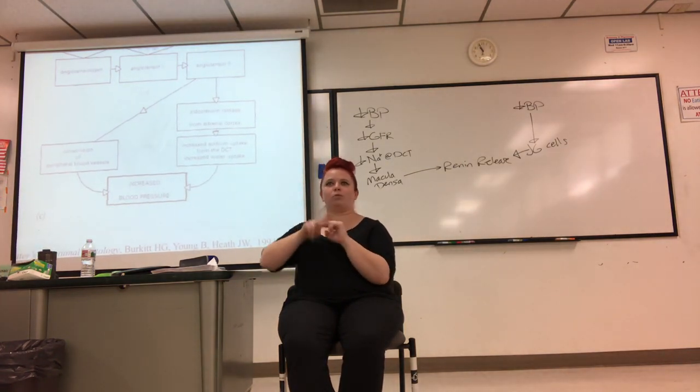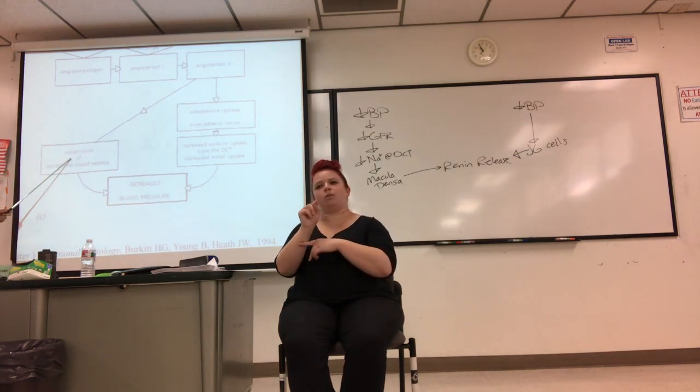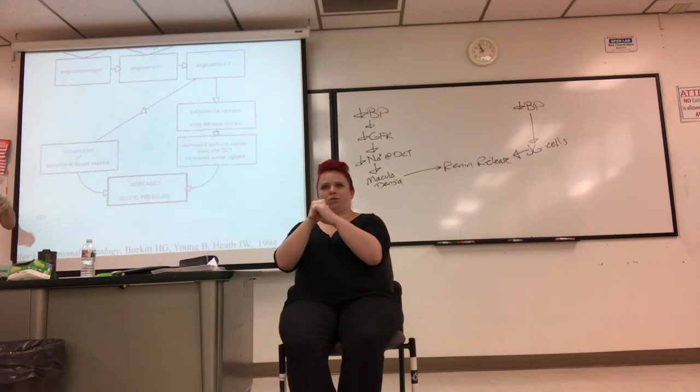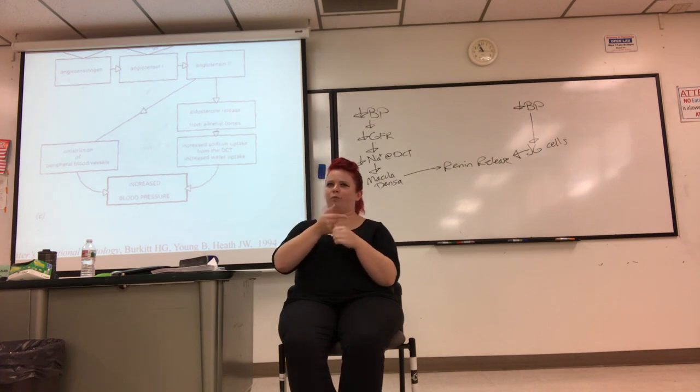It has a more direct effect. Angiotensin 2 can also constrict the arterioles to help increase blood pressure. That was covered before, and you guys did a good job with that the first time around. It's still here, hasn't gone away. Study it again for the next test.